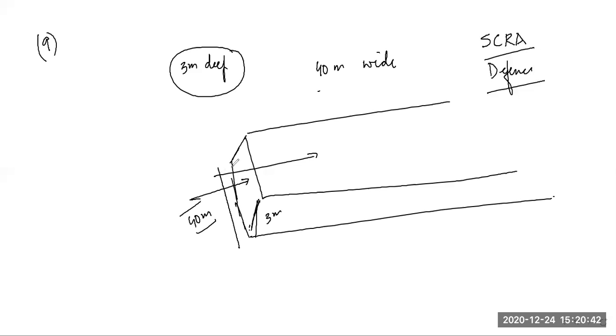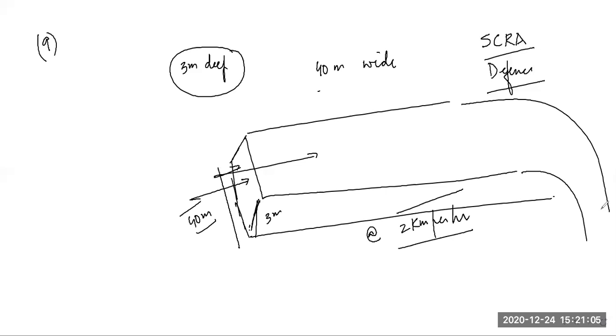And the water is flowing at the rate of 2 kilometer per hour. How much water will fall into the sea in a minute? This is ultimately going to the sea. So in 1 minute, we want to calculate how much water.